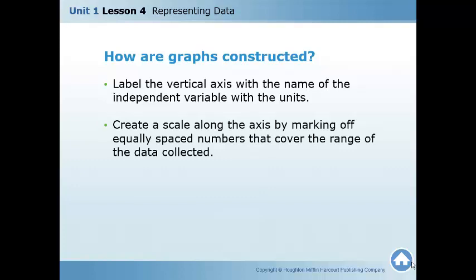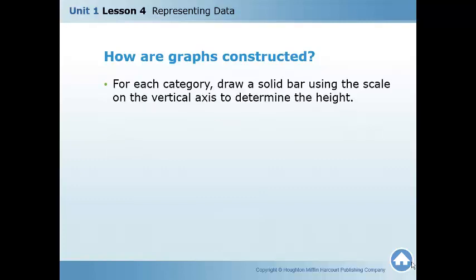So if your data goes from 0 to 20, you have to mark off on the y-axis 0 to 20 in increments that are necessary for your data. So maybe it's by ones, maybe it's by halves, maybe it's by fives. For each category, you draw a solid bar using the scale on the vertical axis to determine the height, and we'll do one of these in class.